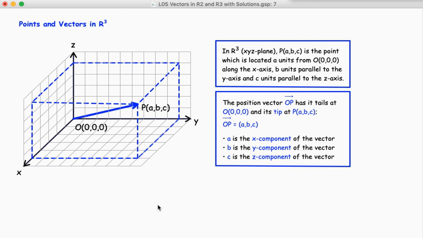All right, points and vectors in R3. So we saw what R2 looked like. In R3, not surprisingly, we need 3 coordinates, one for the X, one for the Y, one for the Z. So this point is going to be located from our origin, which is right there, 0, 0, 0. We are going to come A units in the direction of the X-axis, B units along the Y-axis, and C units along the Z. The position vector, OP, which I've drawn right now, will now have its tail at the origin and its tip at A, B, C, and we're going to write it this way.